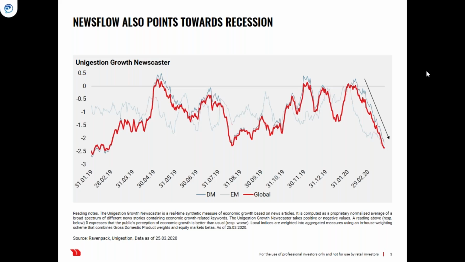At this point, the newscaster, this indicator, is past the levels it hit back in December 2018, when there were fears of an impending recession. And it's now getting close to par with its levels during the onset of the Great Financial Crisis in late 2007. So the news indicator is also portraying a pretty negative picture. Again, we want to look at things from multiple perspectives. These are just two ways we're looking at the current situation.